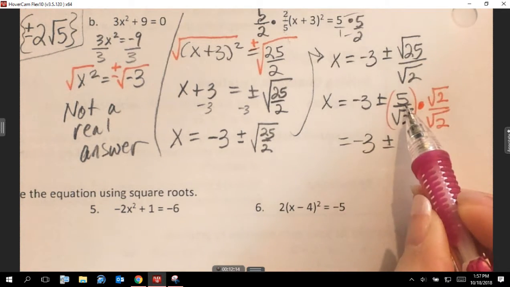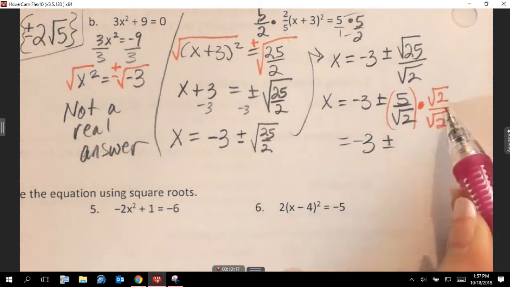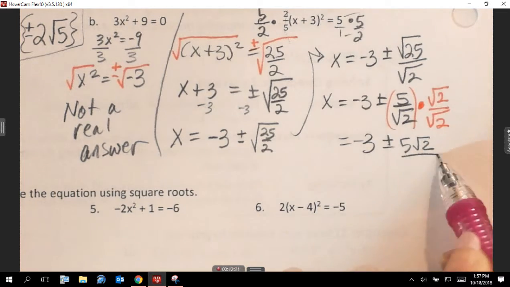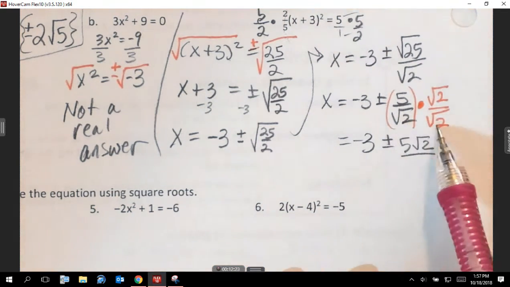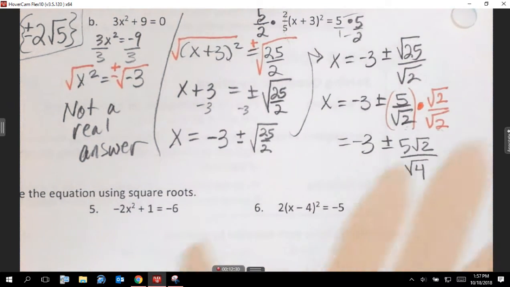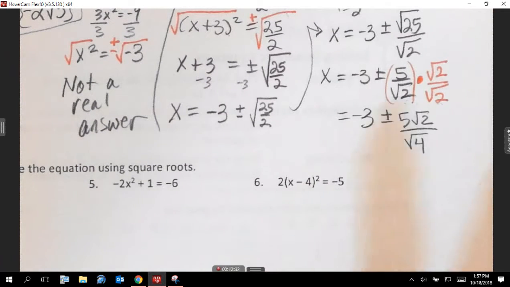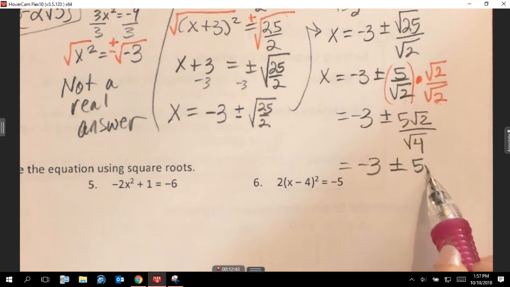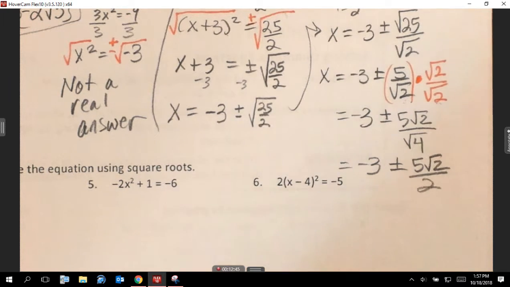So on top, when you multiply a number that's not a square root with a number that is a square root, they go together. 5 square root 2. On the bottom, if they are both square roots, you multiply the numbers together under the square root: square root of 4. Now, why did I do that? Because square root of 4 is not a square root anymore. It's just a 2. So we have negative 3 plus or minus 5 square root 2 over 2.